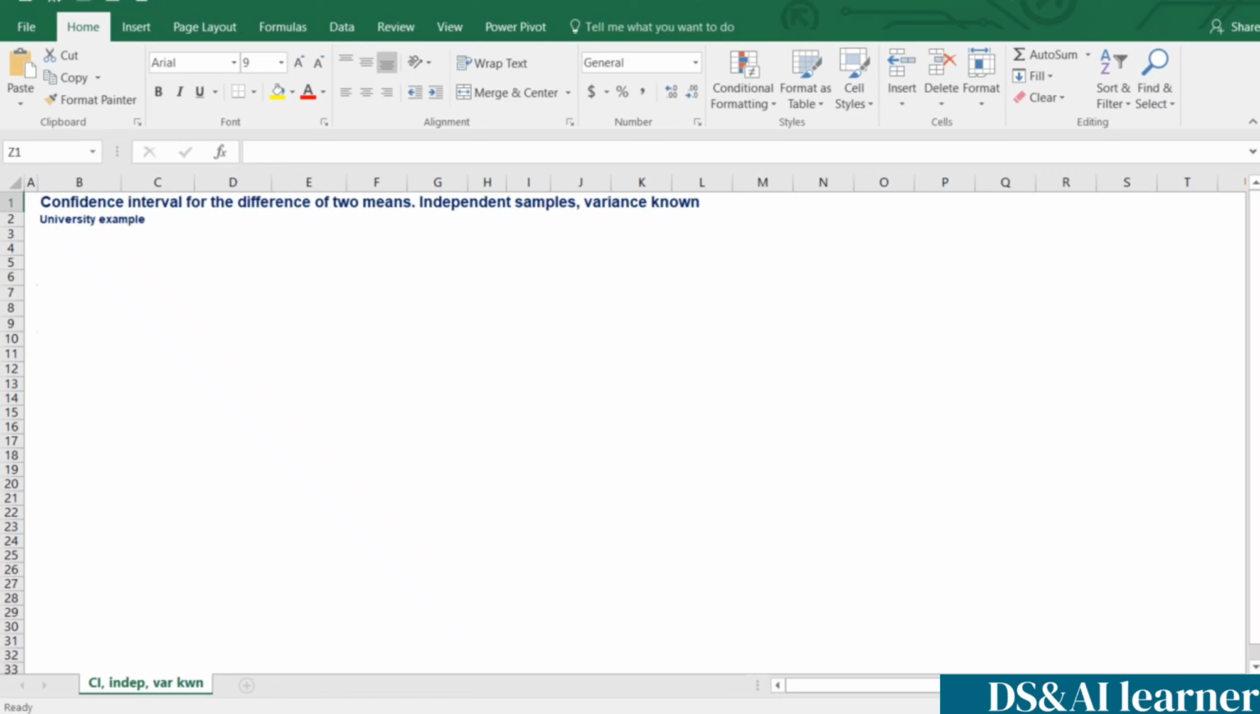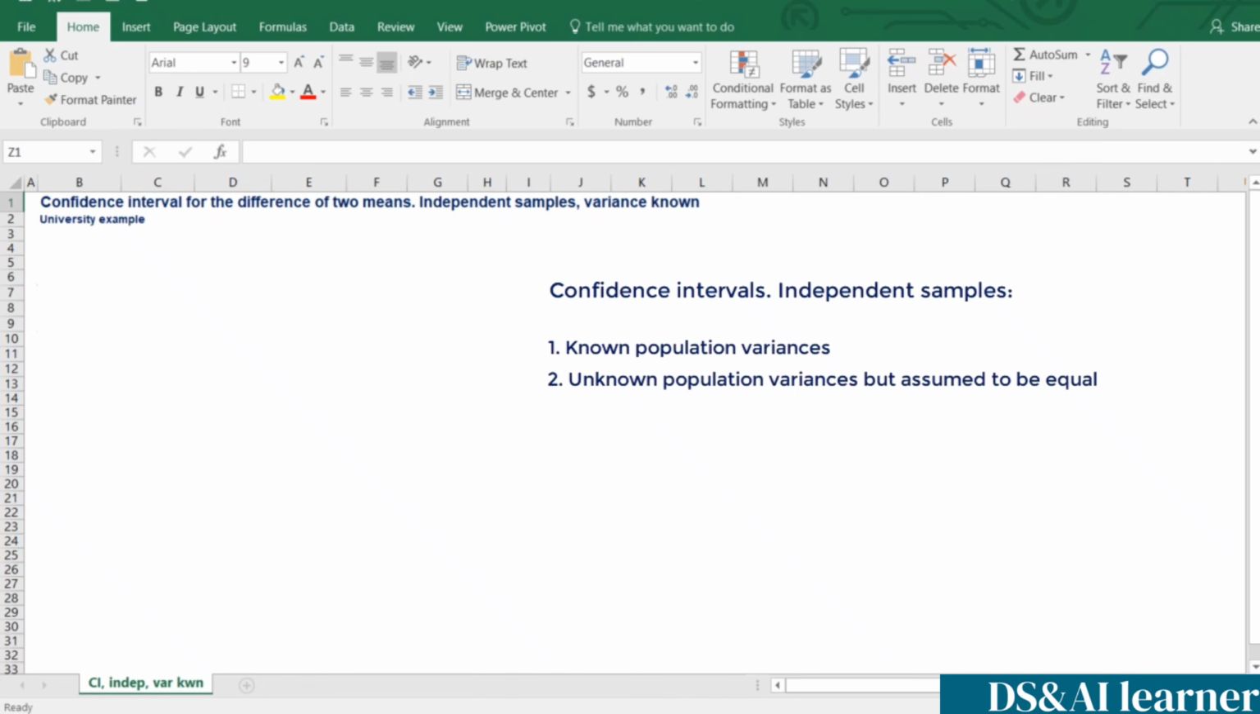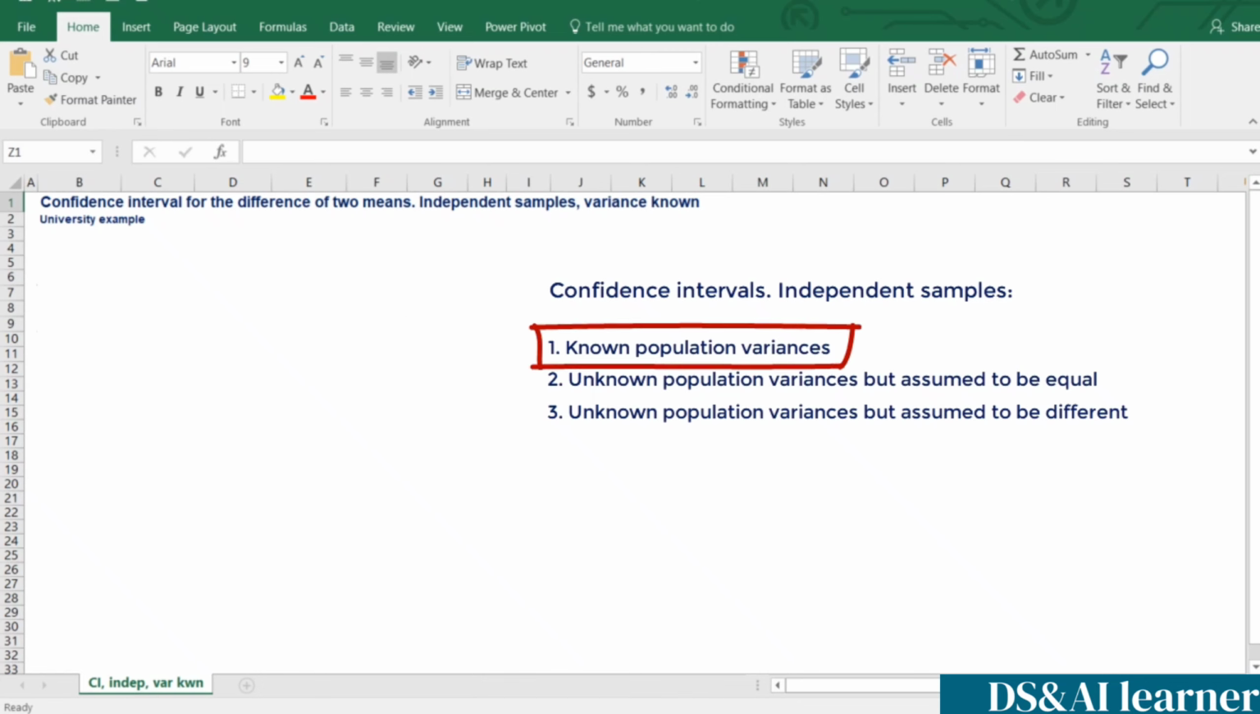In our last lesson, we learned about confidence intervals for two means based on dependent samples. In this video, we will explore independent samples. As we said earlier, there are three subcases: known population variances, unknown population variances but assumed to be equal, and unknown population variances that are assumed to be different. Here, we will focus on independent samples with known population variances.